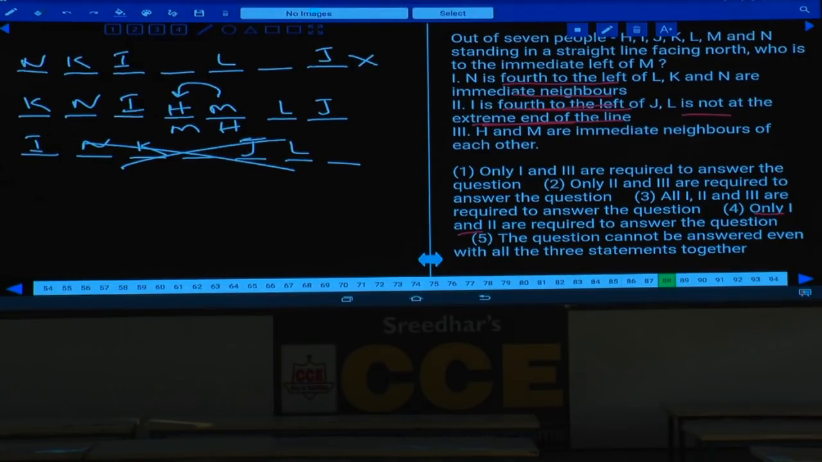Now in the first case, H is to the immediate left of M, and in the second case, I is to the immediate left of M. How many answers am I getting here? Either H or I. Hence by combining these two also, we cannot determine the person who is to the immediate left of M, and the question cannot be answered by using all the 3 statements also. Clear now? Hence what is the answer here? Choice 5. Good.